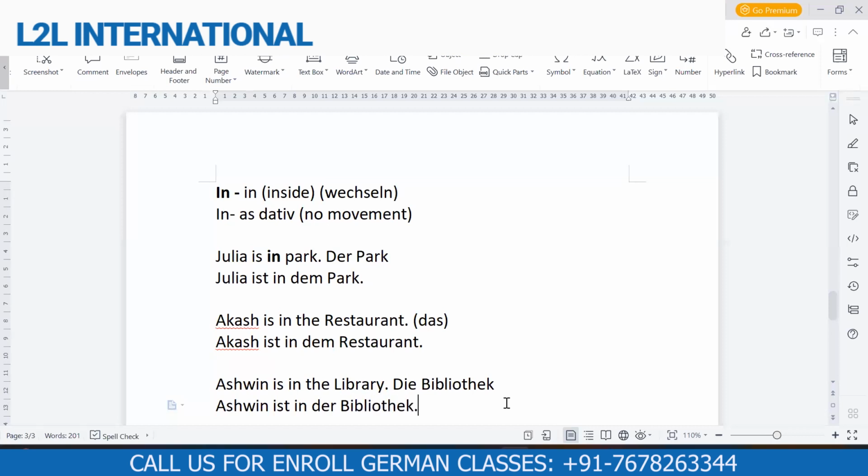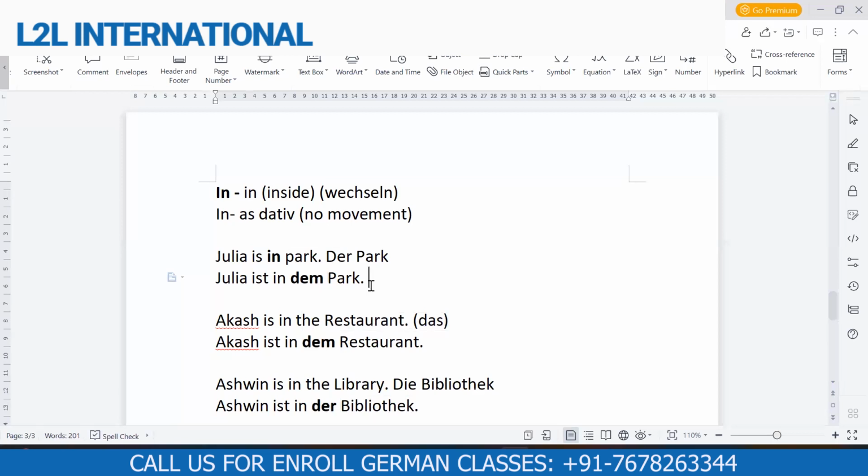So now you can see that we have changed the article to dem because it was masculine. In this sentence, we changed the article to dem because it was neutrum. In this case, we changed the article to der because it was feminine. Are these three sentences clear, my dears? Yes, ma'am.